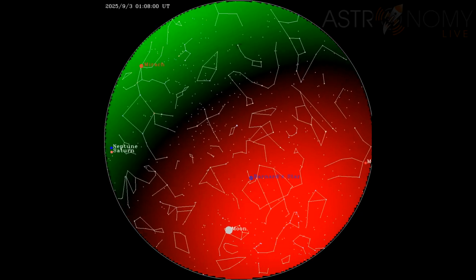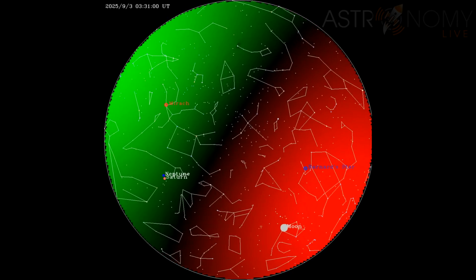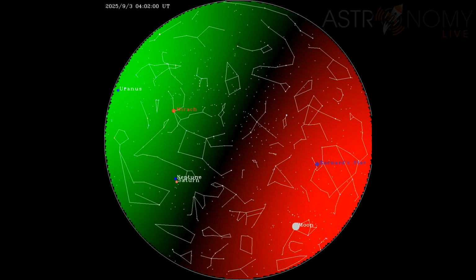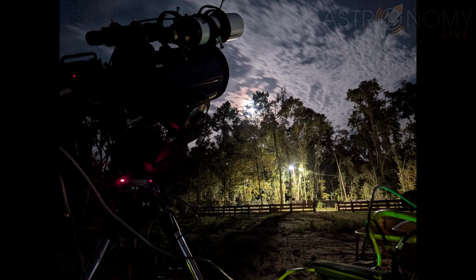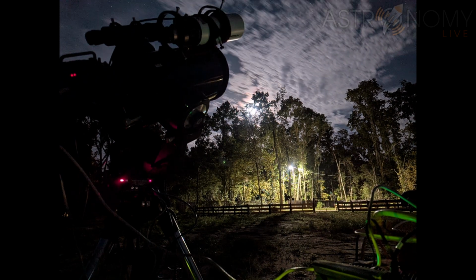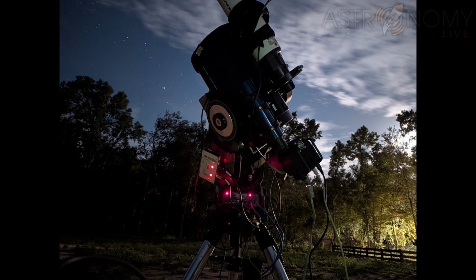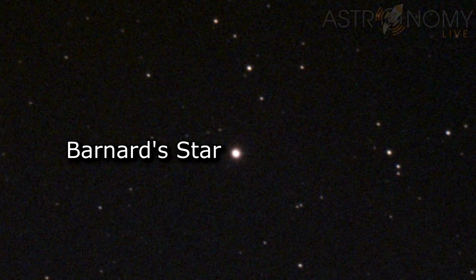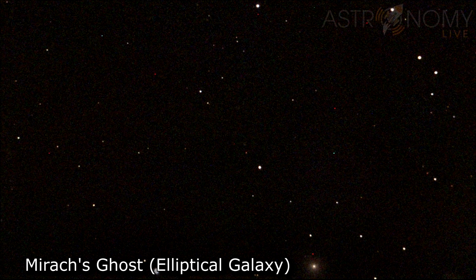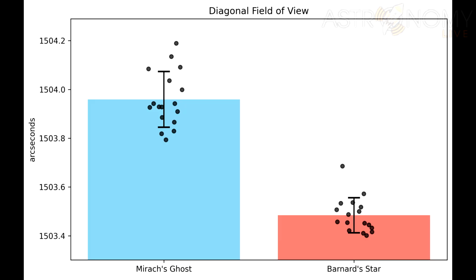After observing Barnard's star one more time in the red region of the chart, I slewed the telescope to the opposite side of the sky, to Mirach's Ghost, a galaxy next to the star Mirach in the constellation Andromeda in the green region to the left. Everything else about the telescope remained exactly the same, including the focus, the temperature, and the focal length. As clouds approached Barnard's star in the west, I slewed the telescope over to Mirach's Ghost in the east and began guiding on Mirach itself, allowing me to collect these observations of both Barnard's star and Mirach's Ghost and measure their fields of view using astrometry.